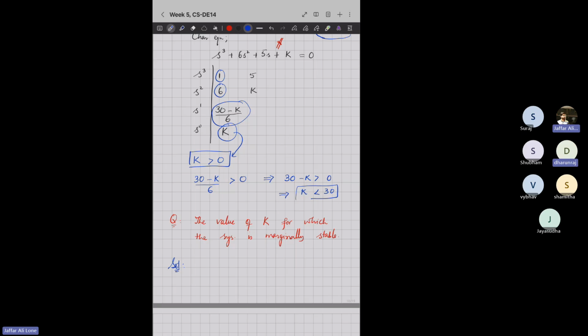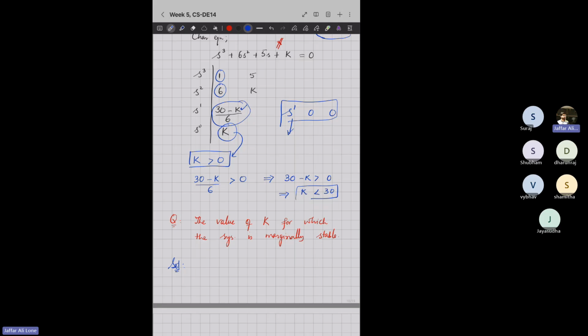So when the poles are on the imaginary axis, K is equal to 30. Very good. Why K equal to 30? By putting K equal to 30, my S1 row will be 0 and 0, so I will get a row of zeros. When I get a row of zeros, it means at least my system is marginally stable, because the poles are on the imaginary axis.